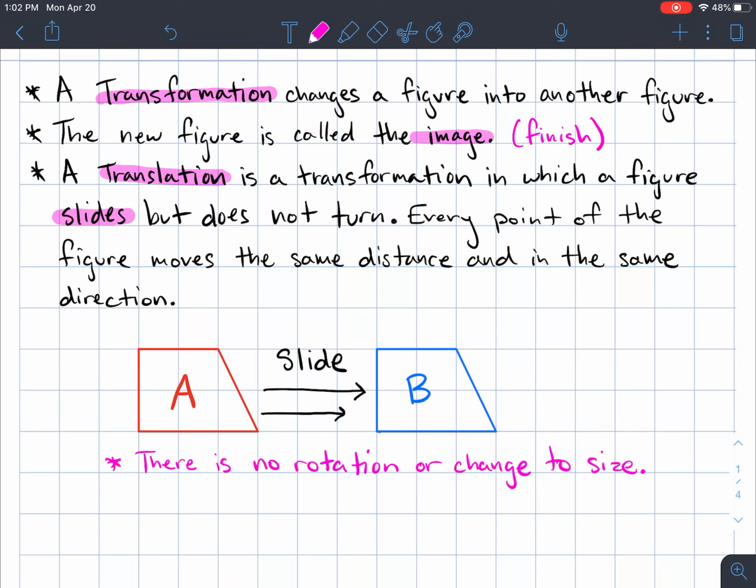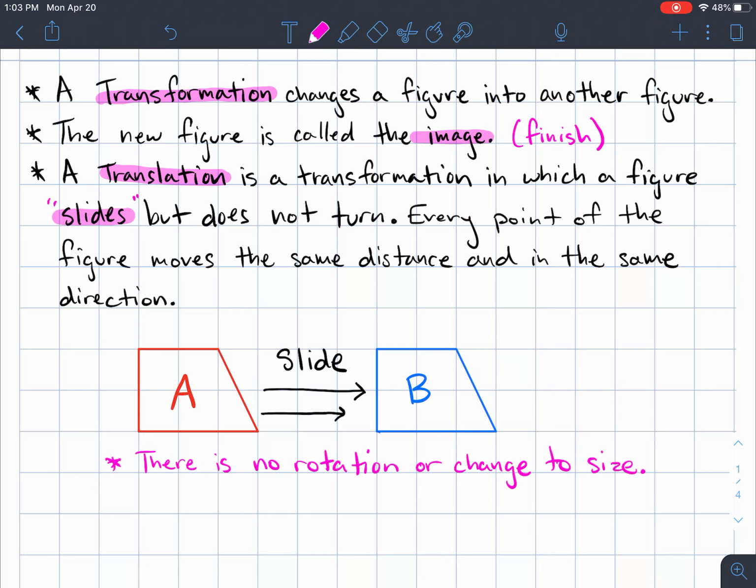A translation is a transformation in which a figure slides. That's the key word, the word of the day: slides, but does not turn. There is no turning of the shape. If you turn it, you're not doing a translation. Every point of the figure moves the same distance and in the same direction.